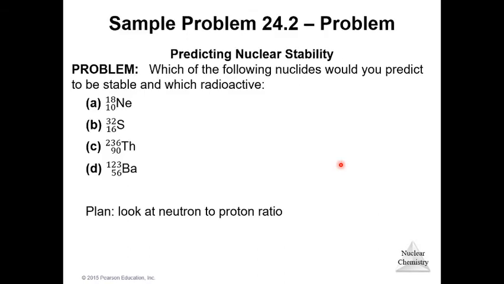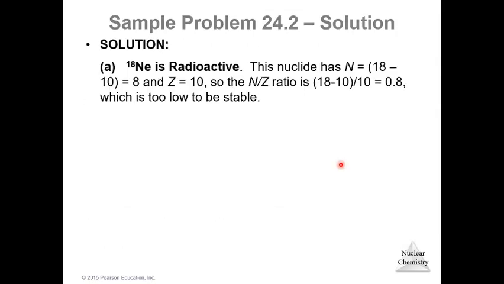Alright, so here's 24.2, predicting nuclear stability. What you've got to do here is look at your ratio of neutrons to protons. So is neon-18 stable? No, it doesn't have enough neutrons. Its neutron to proton ratio is only 0.8. We need more neutrons to make it stable.